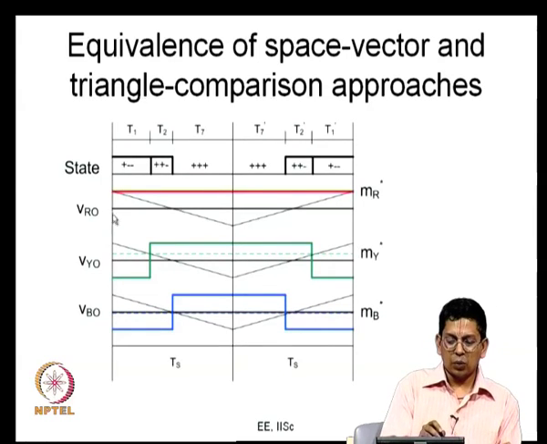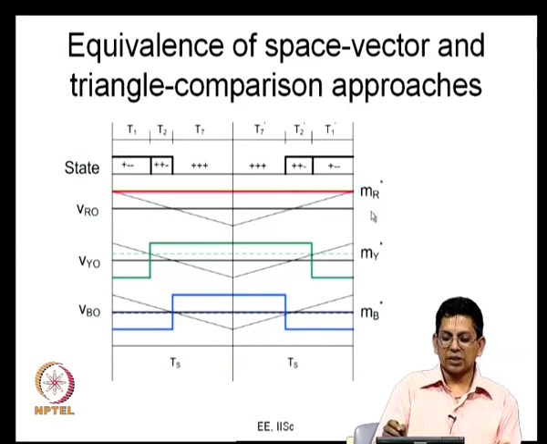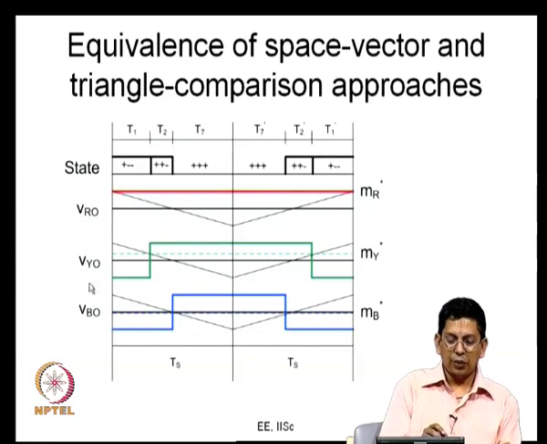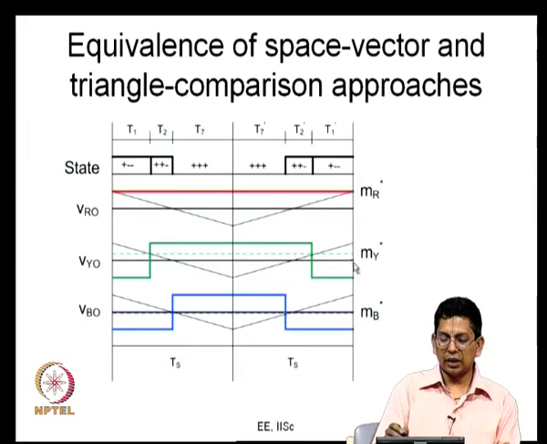And you can once again look at what VRO average is. VRO average is the same as VRO itself, and you can consider an equivalent MR star. VYO average is shown by the dashed line here, and MY star is a scaled version of that equivalent modulating signal. Similarly, VBO average is now something very close to 0 in this case, and it is MB star. MR star, MY star and MB star can be compared with a triangular carrier as we did before.